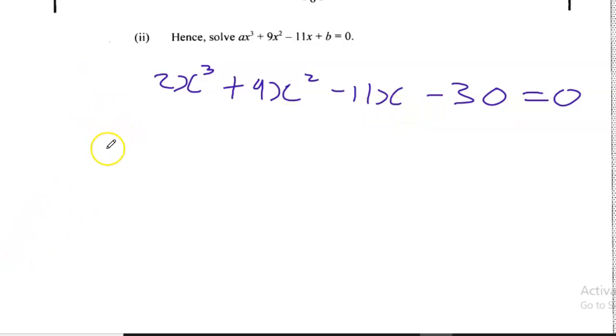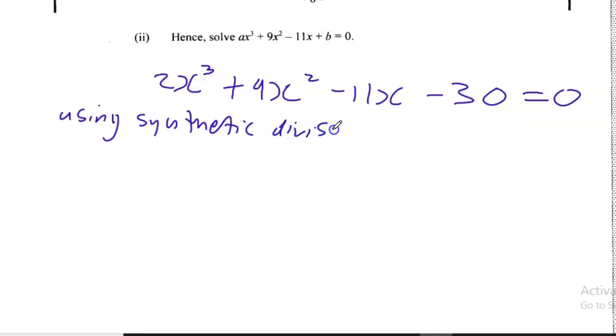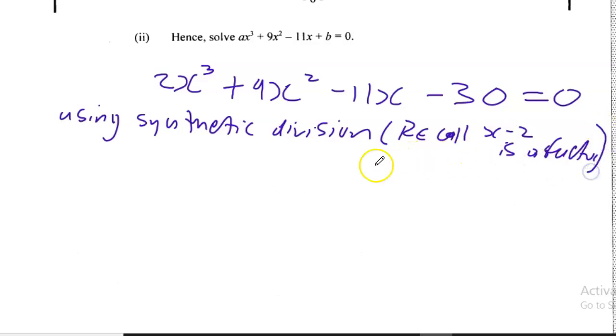Now remember, we are told that x minus 2 is a factor. Alright, so we can use synthetic division to get the other factor. Using synthetic division, and of course you could also use long division, but let me use synthetic division, using x minus 2 as a factor. Recall that x minus 2 is a factor, right? So, of course, x minus 2, so I'll put 2 out here using synthetic division.